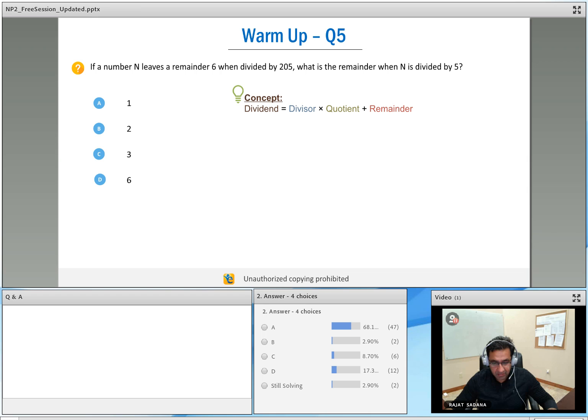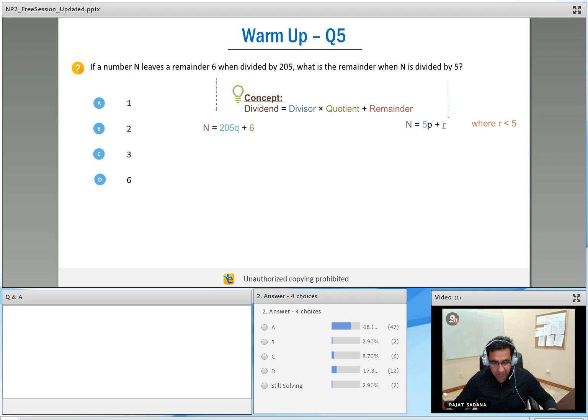Again, we're using the same concept where dividend can be expressed as divisor times quotient plus remainder. We're going to use this concept again and again. And what do we need? We need to know what is the remainder that n leaves when it's divided by 5, which means n should be expressible as 5p plus r, and this r is what we are looking for. And remember this, r must be less than 5. That's a constraint that you need to remember.